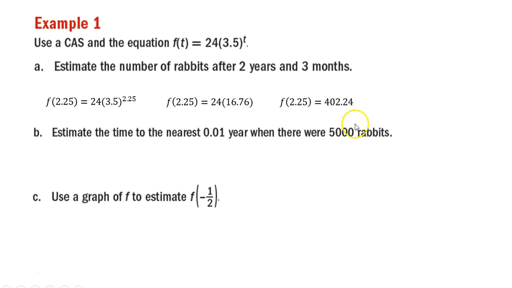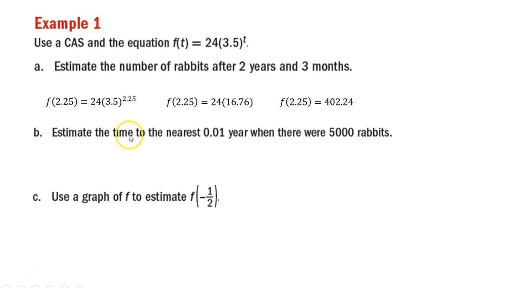So what this means is that there's about 402 rabbits, or about 400, depending upon what you rounded this decimal to, because 3.5 to the 2.25 isn't exactly 16.76. But after 2 years and 3 months, there's going to be approximately 402 rabbits if we started with 24. Obviously, that's just based on the pattern. That means no rabbits are dying, which is not realistic, but if this pattern continues, this is how many rabbits there would be based on this function.